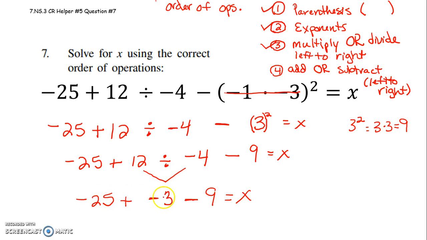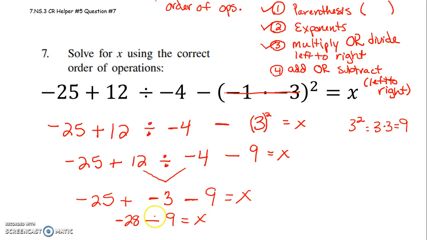-25 plus a -3. Adding rules. When we're adding, signs are the same. Those are both negative. Signs are the same. Find the sum. Keep the sign. Signs are the same means you're going to add them up and keep the sign. 25 and 3 is 28. And I have to keep that negative sign. I only have negatives running around. So then it's -28 minus 9.